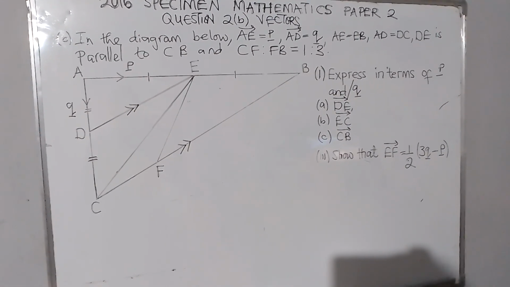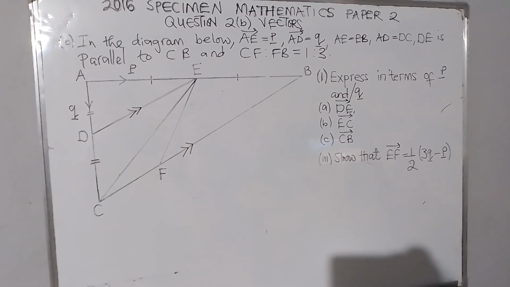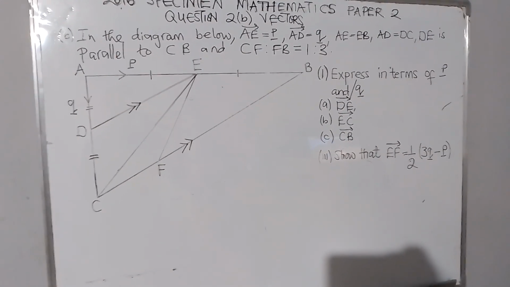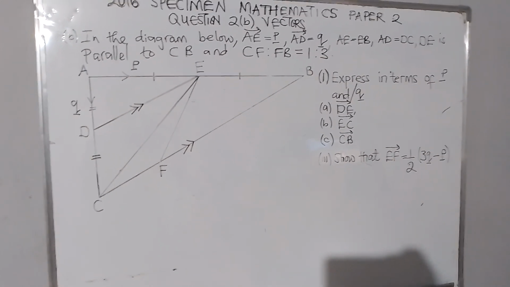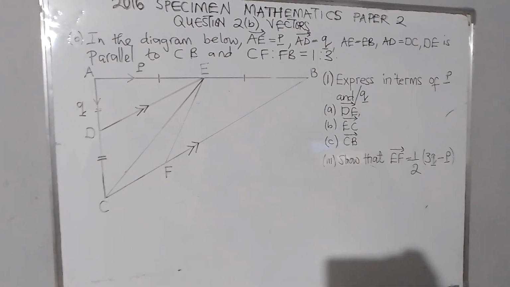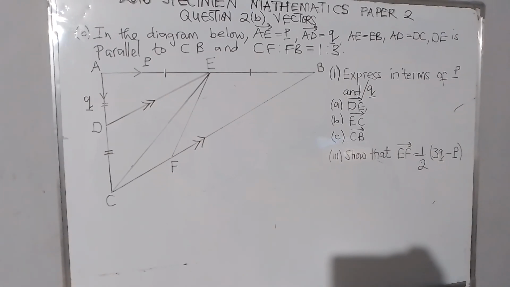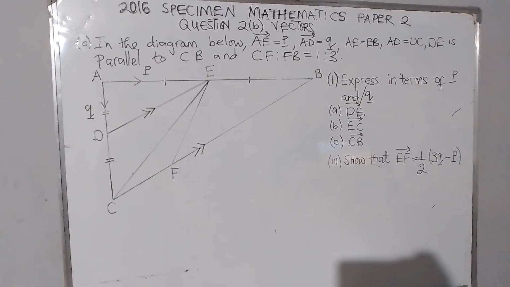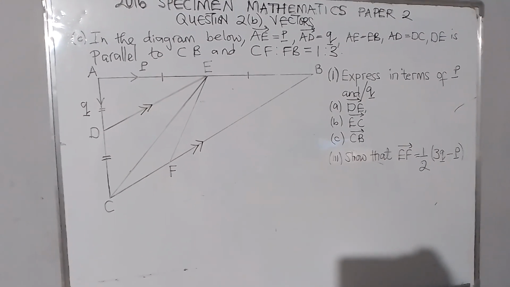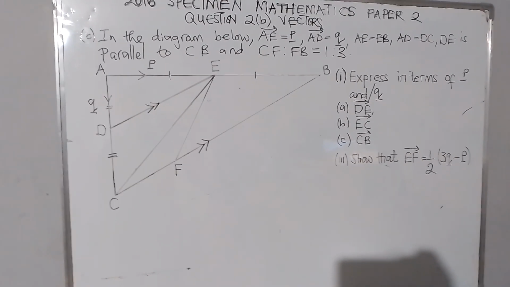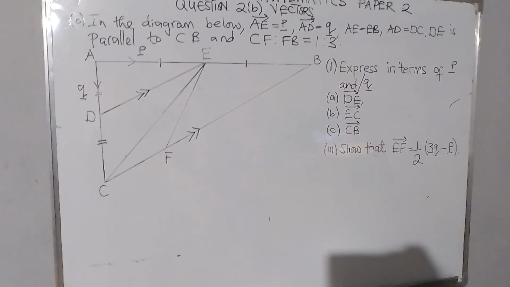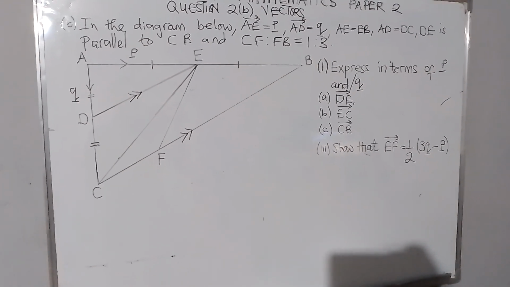Then the question for this particular problem follows: express in terms of P and/or Q. That slash means "or", meaning for the answers you are going to write for DE, EC, CB, either we can find an answer whereby there is just P alone, or there are answers where there is both vector P and vector Q. That's why they put that. Those are possibilities.